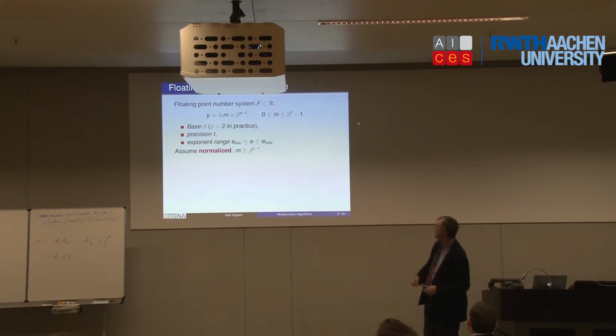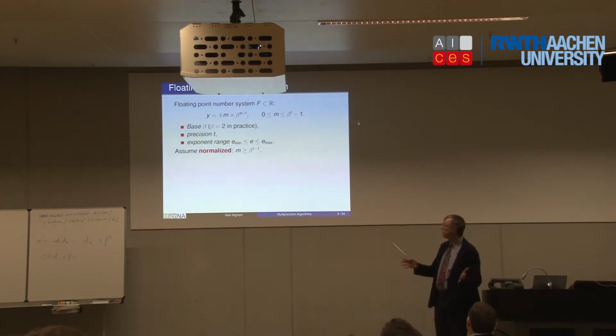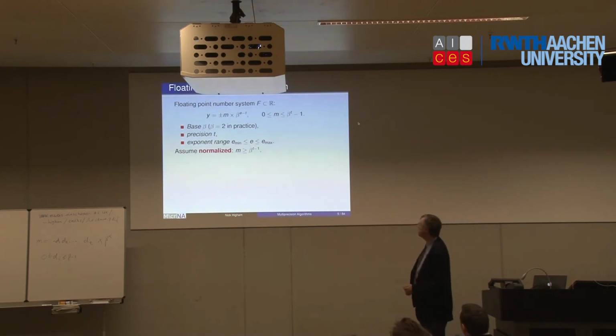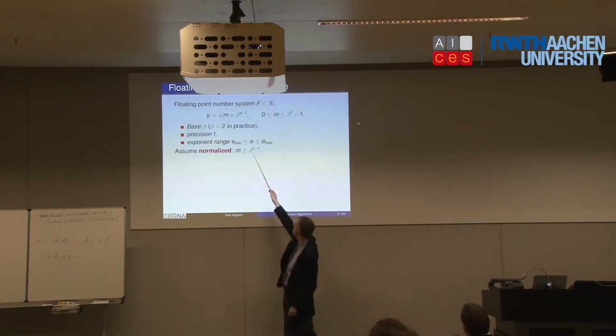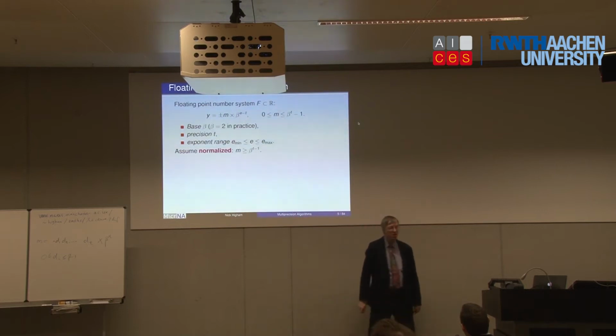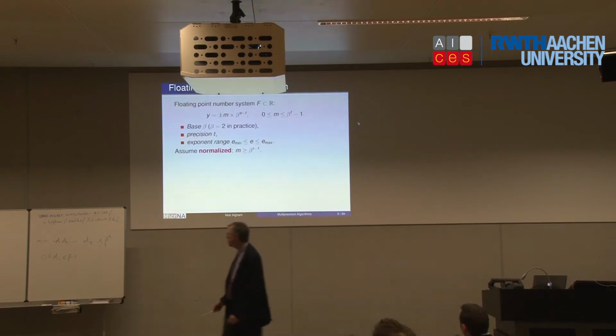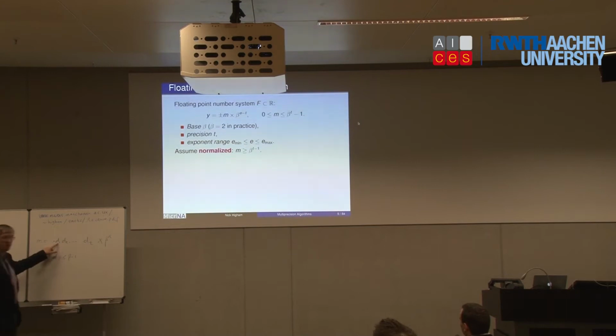So base 2 normally, and we have an exponent range. The exponent is not, of course, on an infinite range. It's between some e min and some e max. And in order to ensure that there's a unique representation of every number, we normally normalize things by requiring m to be at least beta to the t minus 1. So that corresponds to this representation here, that d1 is non-zero. So the leading digit in the expansion is not 0.